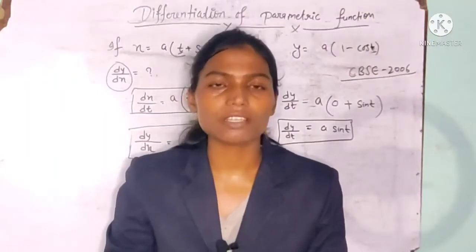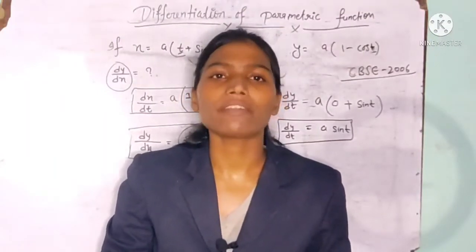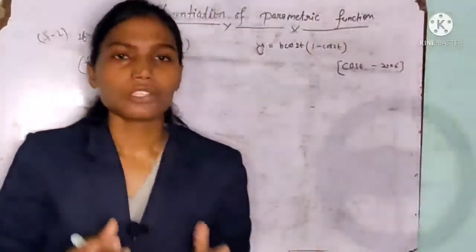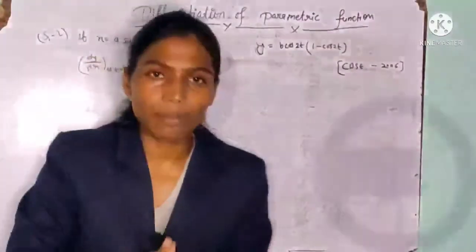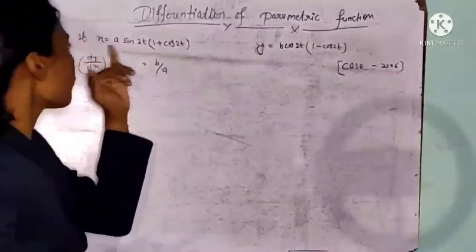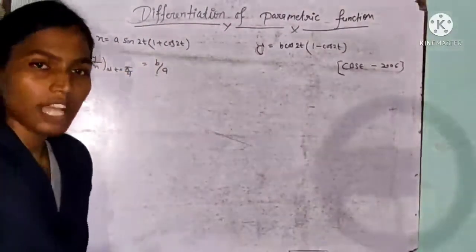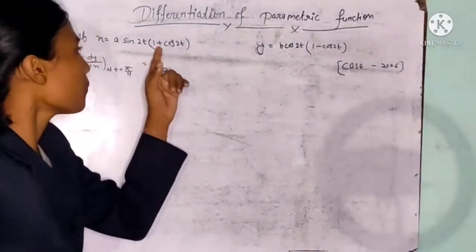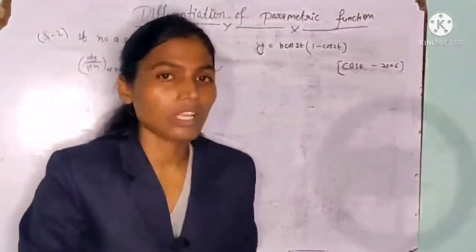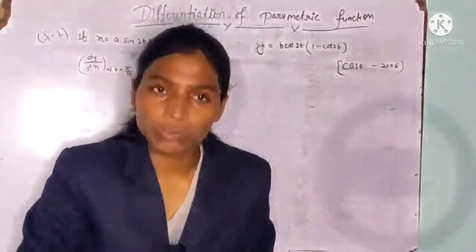This is the first question, and next we are going to solve one difficult example. So, let's come. See, this is the second example of a parametric function. What is that example? Given functions x is equal to a sine of 2t into 1 plus cos of 2t, and y is equal to b cos 2t into 1 minus cos of 2t.